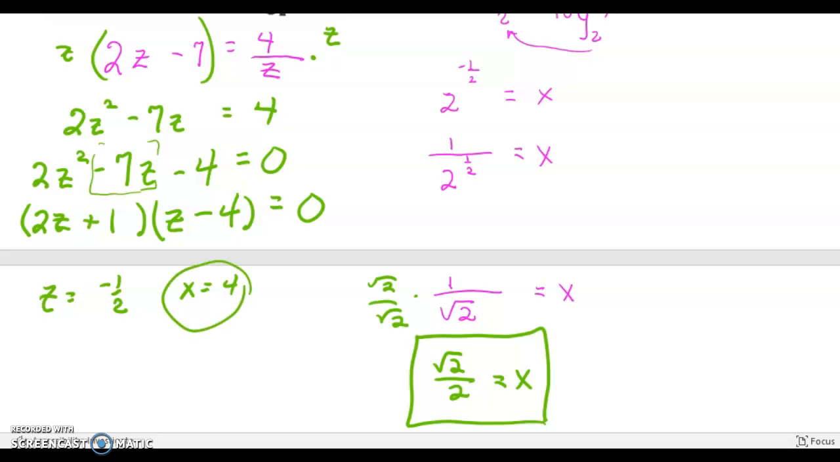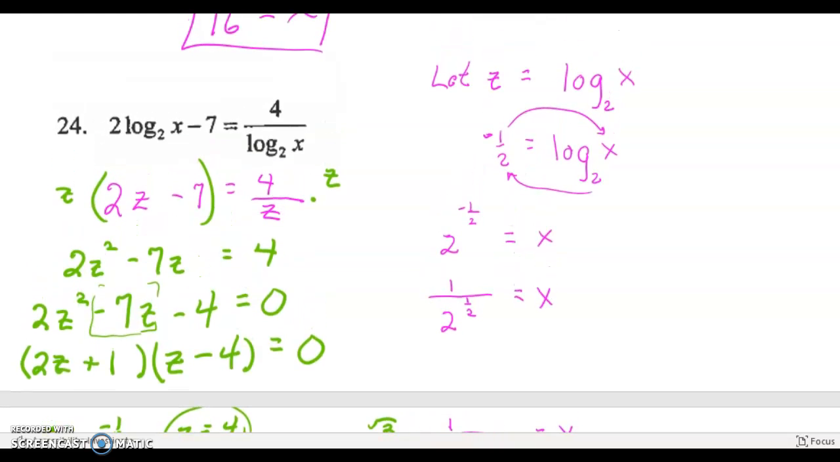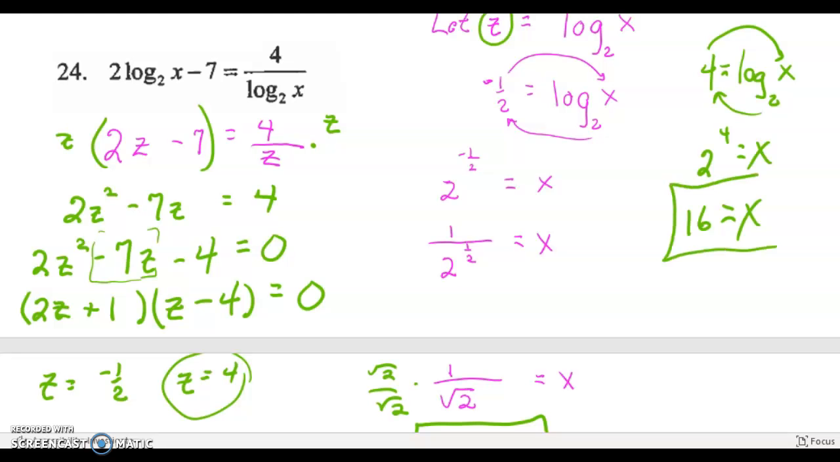The other answer that we got, z equals 4, sorry, z should have been z equaled 4. So let's come up here and we'll do the same thing. If z equaled 4, then we would have 4 equals log base 2 of x. And solve that by taking it out of log form. 2 to the 4th power equals x. And that is 16. And that also works.